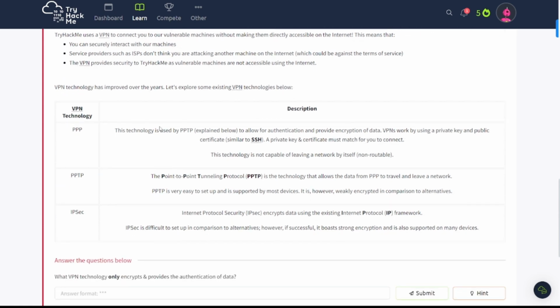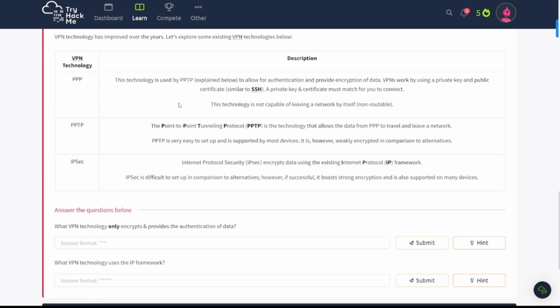VPN technology has improved over the years. Let's explore some of the VPN technologies below. Let's talk about PPP. This technology is used by PPTP, explained below, to allow for authentication and provide encryption of data.